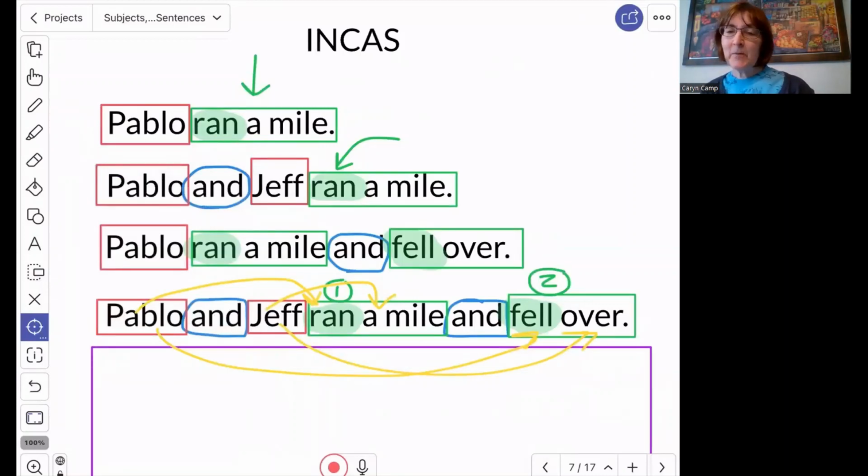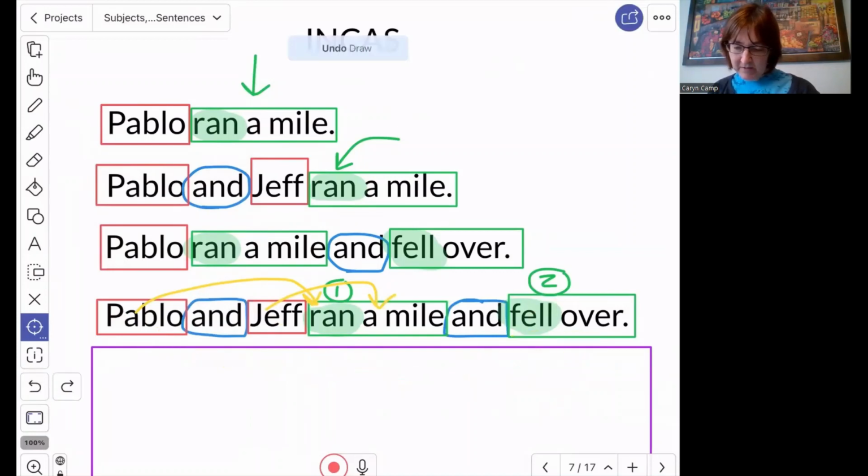Simple sentence, when we use the word simple for a sentence, we don't mean the opposite of complicated. A simple sentence can be complicated. This sentence does look complicated, but when we use the word simple to describe a sentence, we just mean we've got a subject, could be more than one, like Pablo and Jeff, and then a predicate, could be more than one, like ran a mile and fell over. But both of these guys are doing both of these things. All right, let me get those out of the way.